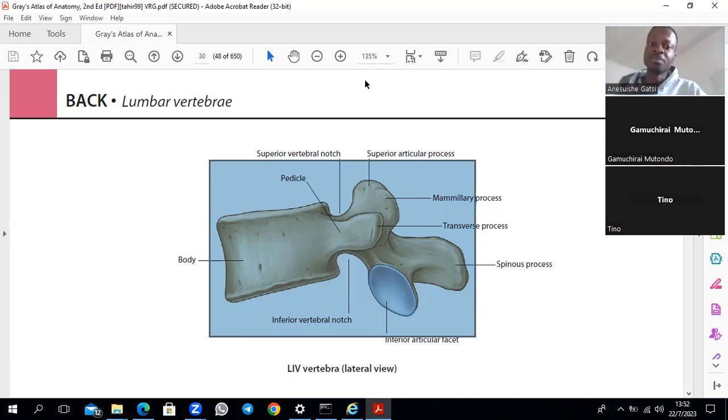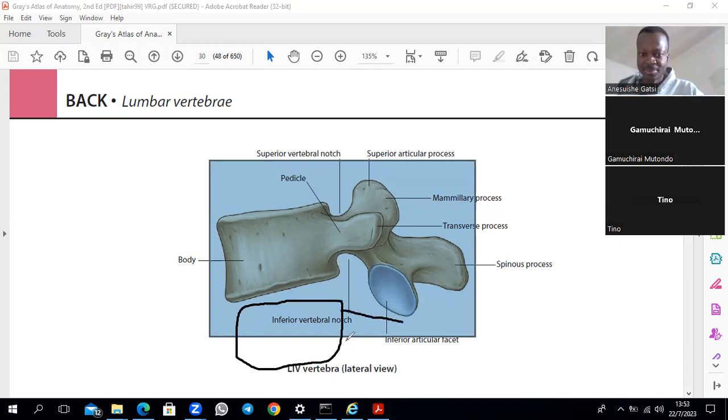So now imagine there's going to be another vertebra here. It's also going to have something like this. We're going to have another notch and another notch there. So inferior vertebral notch for vertebra above and superior vertebral notch for vertebra below, they create a foramen, right? And that foramen is called intervertebral foramen. It is between two vertebrae, hence the name intervertebral.